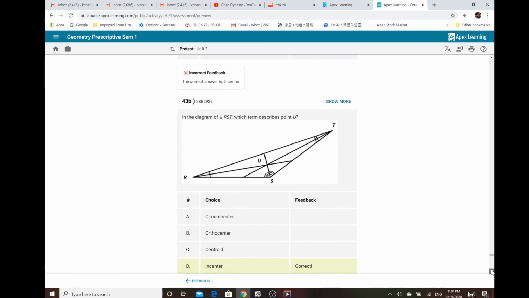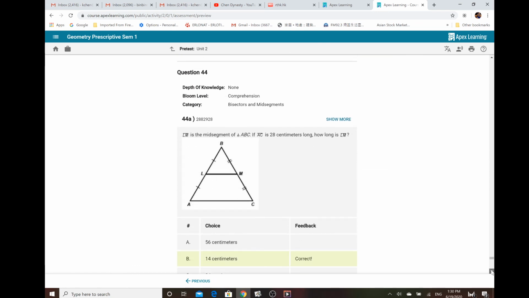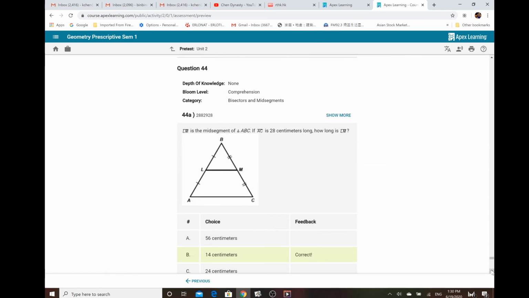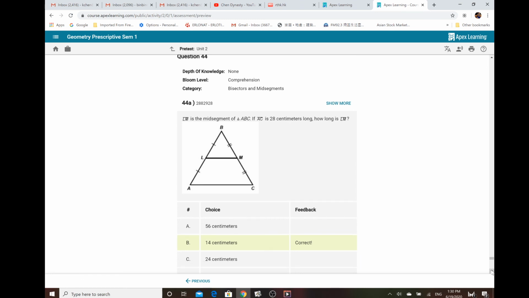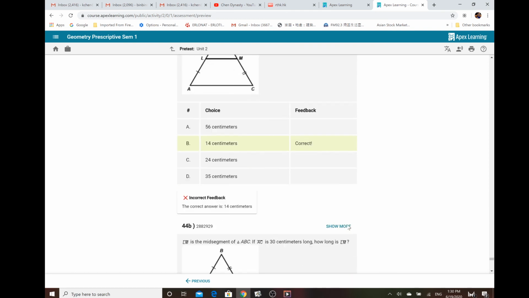So here's another situation with the incenter. Okay, so that's another one. Mid-segments of a triangle: the mid-segment is always half of the bottom base of the triangle. So given that AC, the bottom base, is 28, what's the distance of segment LM, the mid-segment? It's just half of 28, so it's 14.